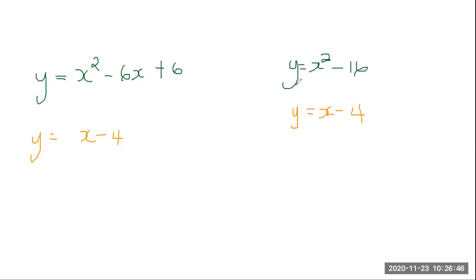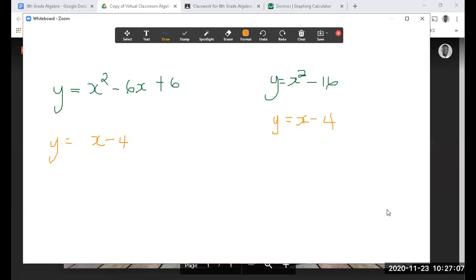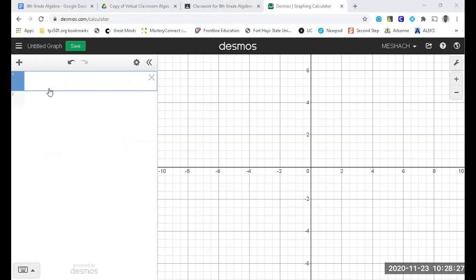So these are the two questions we're going to look at, and we're going to head over. If you go to that sheet, you realize that I attached Desmos right here. If you click that, then it will open up Desmos for you. And let's actually go there now, so that we could work these two examples that I have up on the whiteboard. All right, so we're going to go back to Desmos, and let's put these two in, all right?